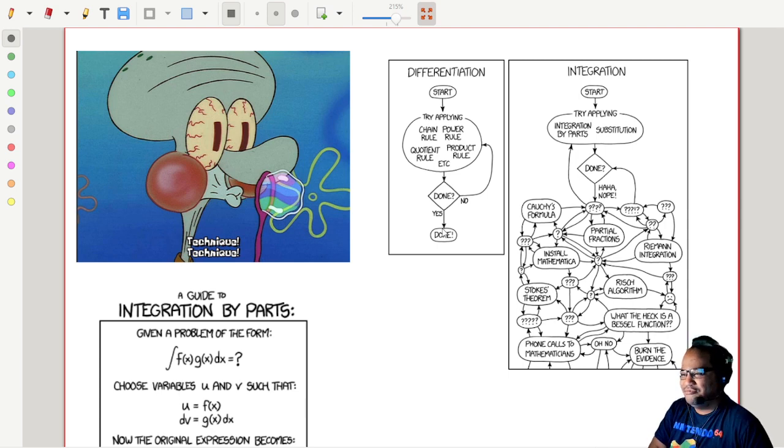Integration, on the other hand, well, it's not so straightforward. You can apply a U substitution, and you may not be done. You've got to do some other stuff. Integration by parts will be the technique that we'll learn here. We'll also learn about partial fractions.